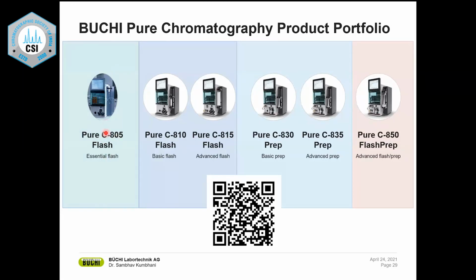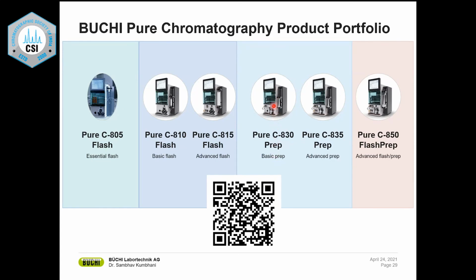And then we have, so this one, like I mentioned, only has a UV detector. And if you come to 810, it is a UV visible detector, and it has many additional safety and software features that you get with this. And then you have 815, which is a UV vis and an ELSD combined detector. Everything is integrated in a single instrument. So you have UV, UV vis, and ELSD in it. Similarly, this is a prep only system.